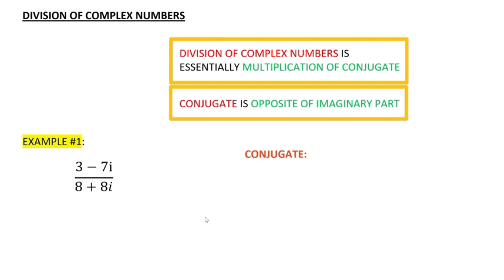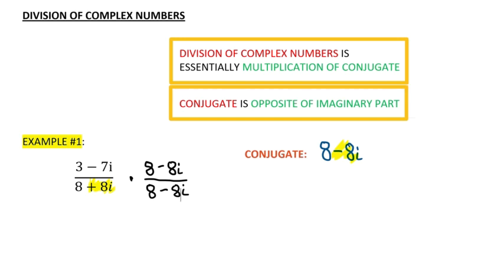The first step we do is we look at the denominator and we create the conjugate, which in this case is going to be 8 minus 8i. Where do we get that conjugate? It's the opposite of the imaginary part. So we can now multiply it by 8 minus 8i divided by 8 minus 8i. What you're essentially multiplying the division by is 1, because anything divided by itself is itself.